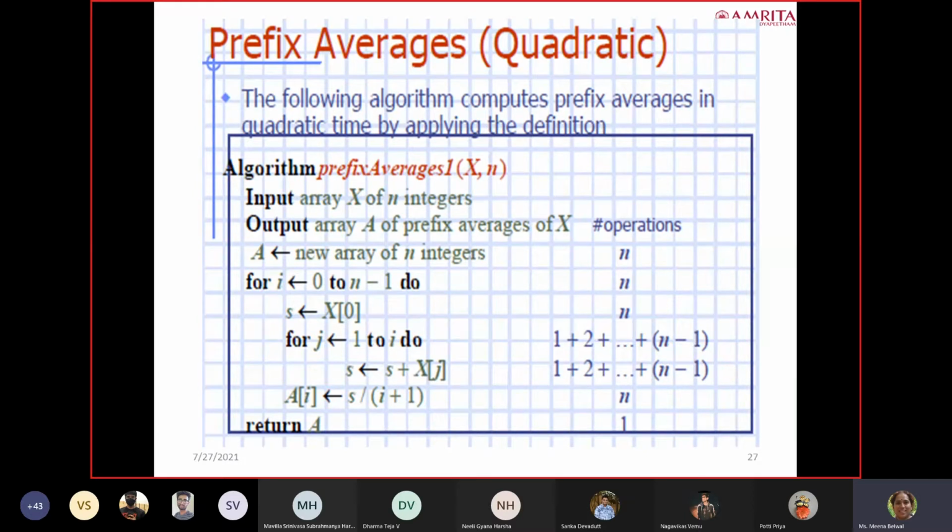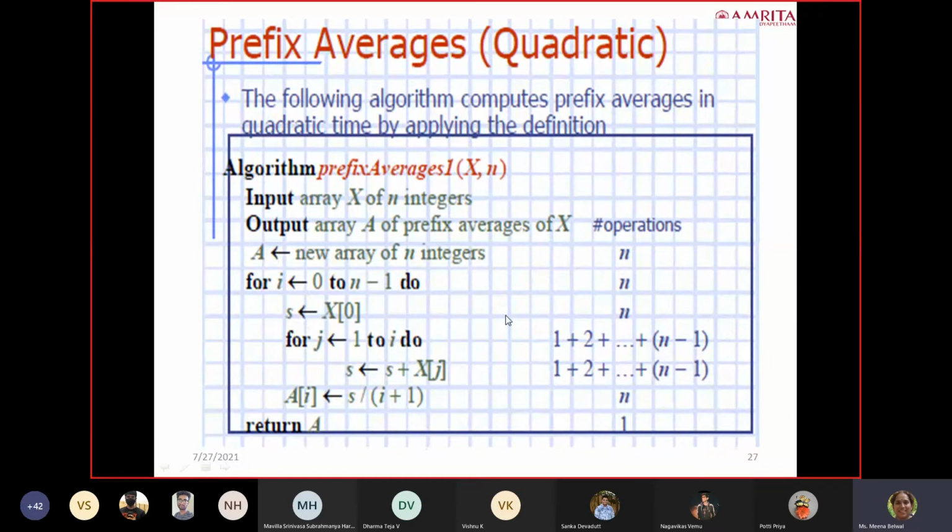I'm recomputing it again and again. What are we computing again and again? The sum. Very good. Yes, that is the problem in this algorithm. So good that you identified it. The problem is this line. S gets x0. So every time when i goes from 0 to n minus 1, we are again starting from scratch. Again we are saying x0 goes to s, and then for calculating the average, we are doing the sum of those elements.